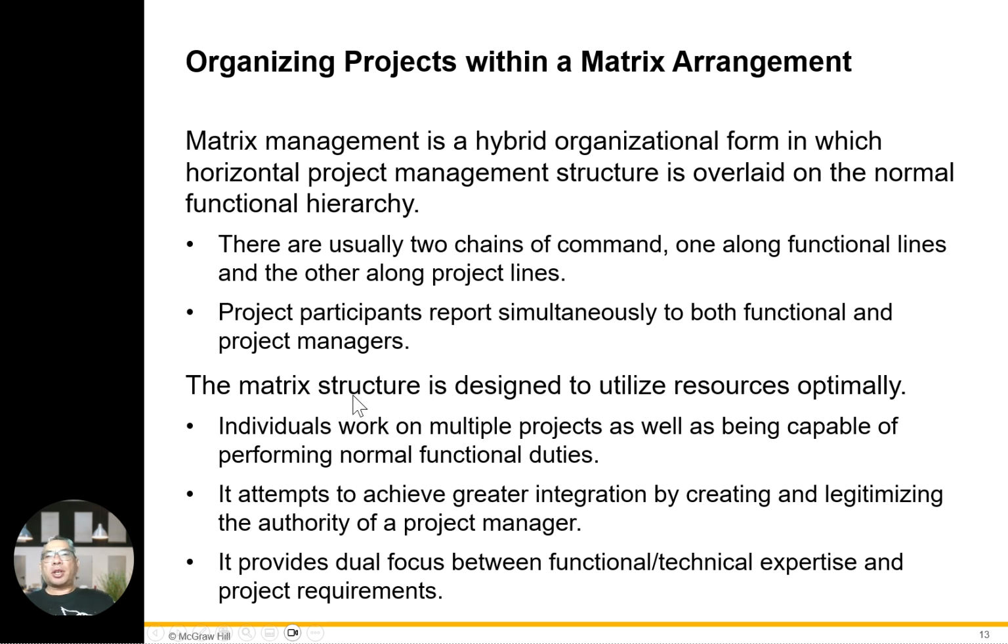The matrix structure is designed to utilize resources optimally. Individuals work on multiple projects as well as being capable of performing normal functional duties. It attempts to achieve greater integration by creating and legitimizing the authority of project managers. It provides dual focus between functional and technical expertise and the project requirements.